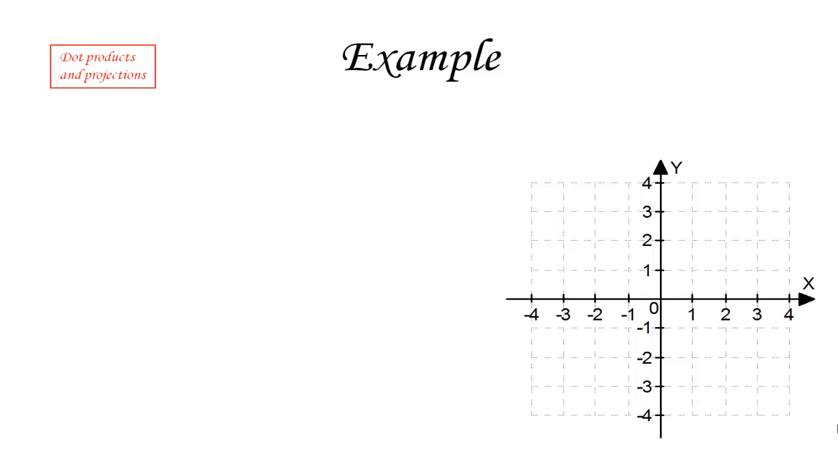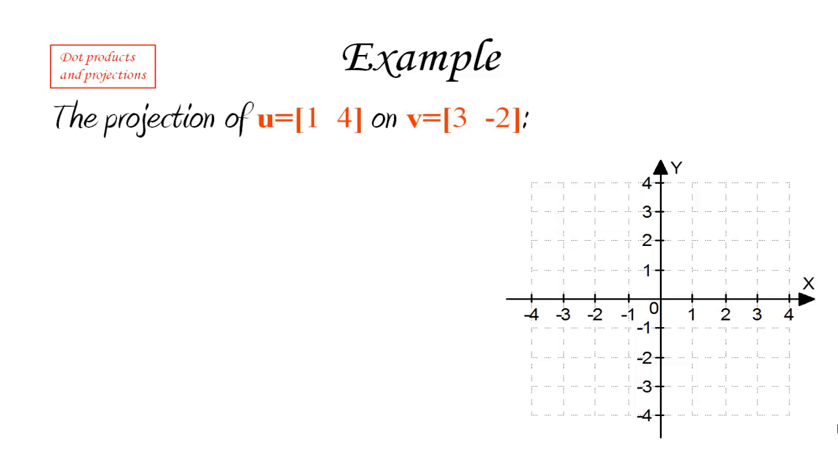And speaking of becoming familiar with it, let's do an example. Let's say that we want to compute the projection of the vector u = (1, 4) on the vector v = (3, -2). First of all, we're going to draw those two vectors. Here is the vector u, make sure it is correct. And here is the vector v, make sure it is correct.